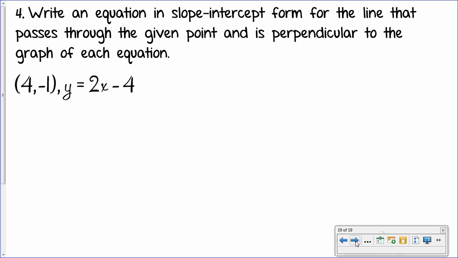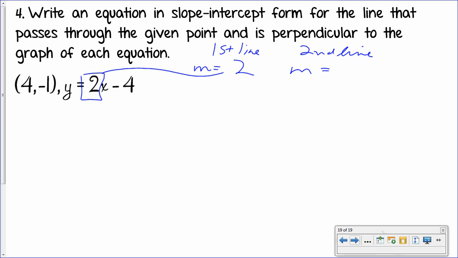Write an equation in slope-intercept form for a line attached to a point and perpendicular. Okay, so the slope of the line that I have is going to be what? What's the slope of the line that's given? 2. Let me bring that 2 over here. Okay, so my second line is going to be what? What's the slope going to be? No. That one is 2/1. Very good.